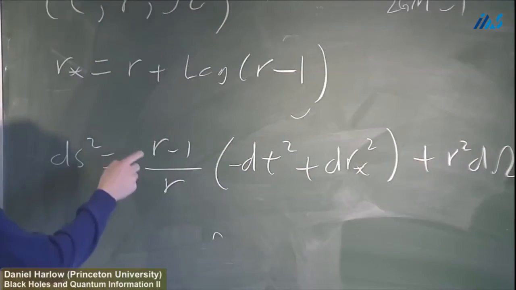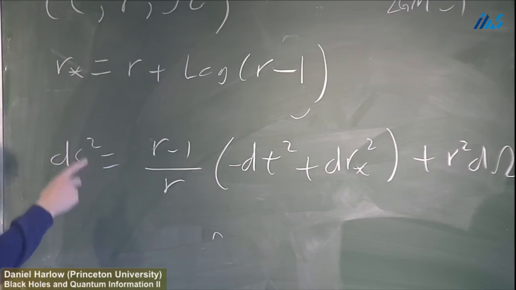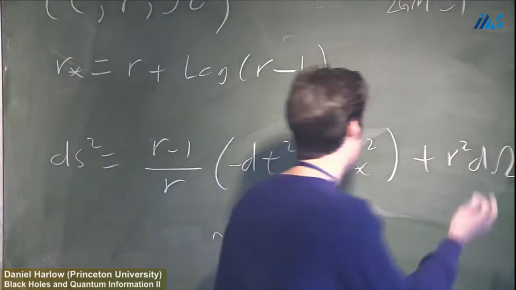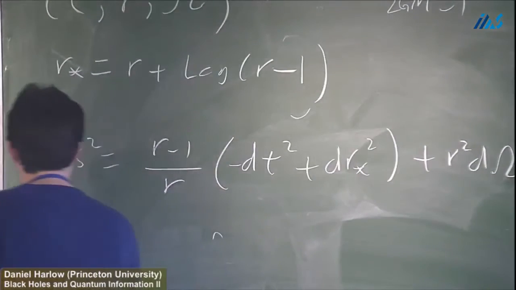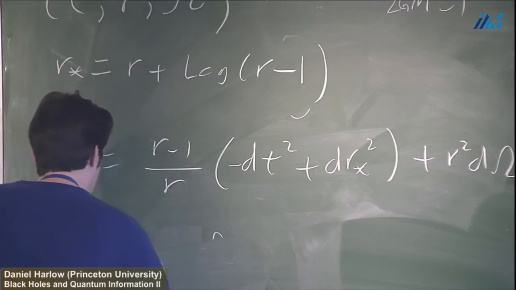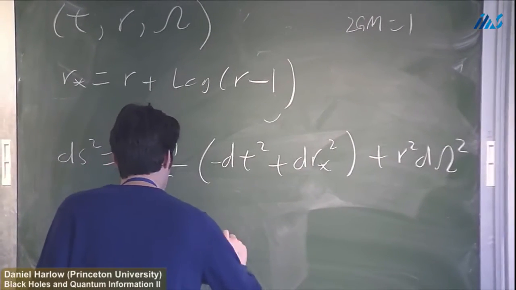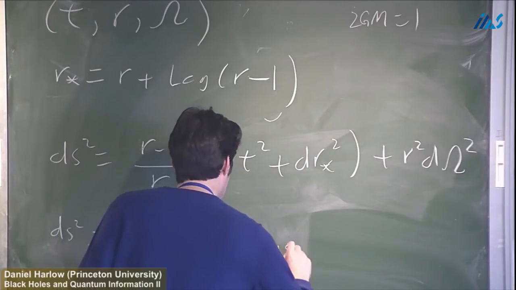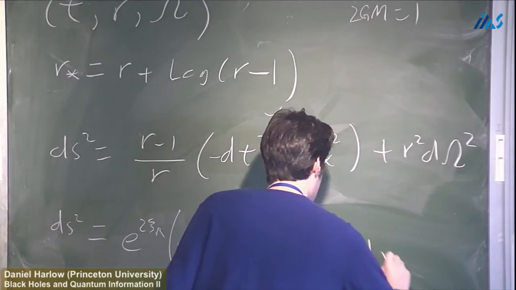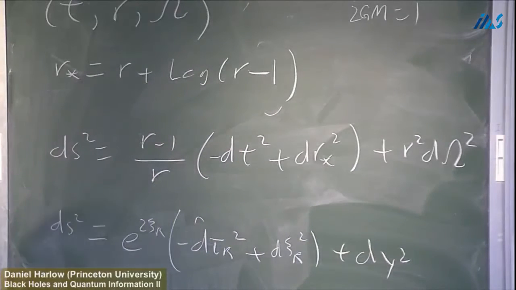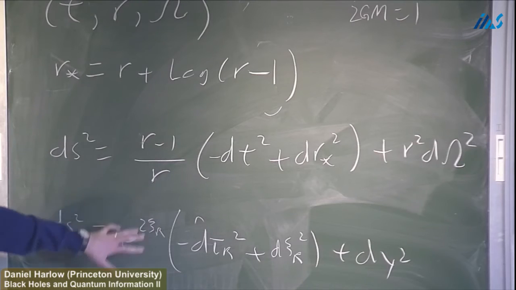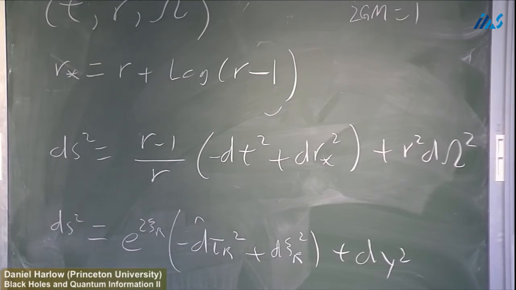Where, again, you implicitly can represent R in terms of R star using this equation, but I won't, just because it's kind of messy. And this should look familiar, because remember in Rindler space, I wrote down some metric, which was like e to the 2 xi r times minus d tau r squared plus d xi r squared plus dy squared. So they really look pretty similar, right? It looks like maybe I have to reshuffle things around a little bit, and the geometry will look the same.